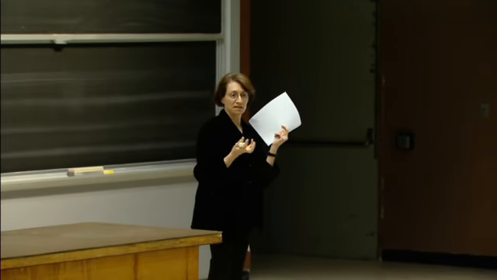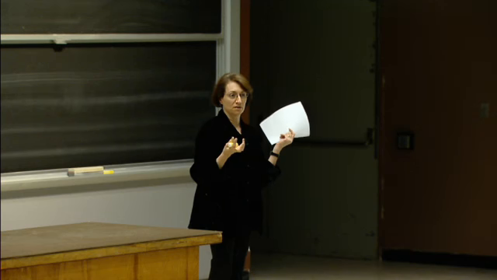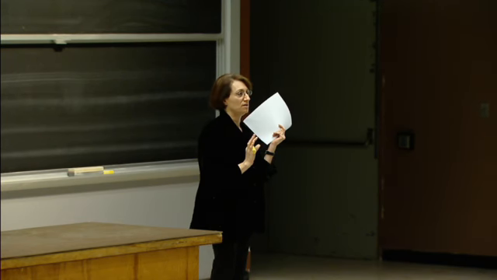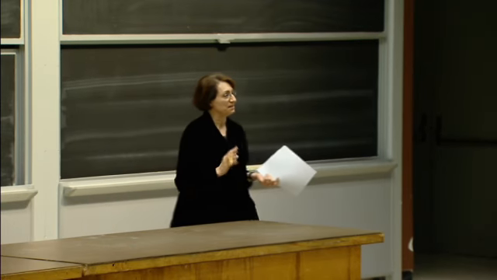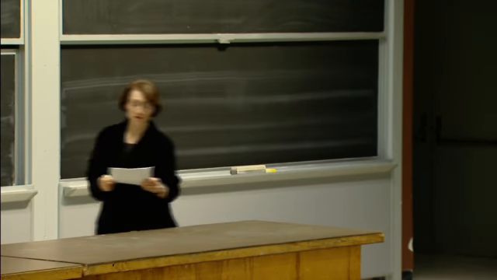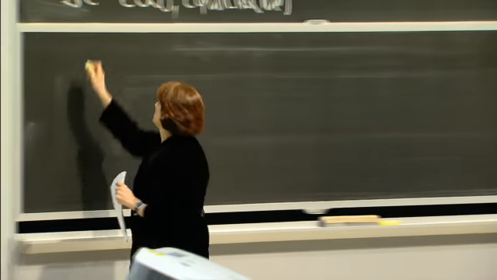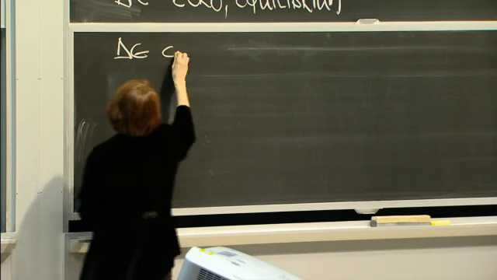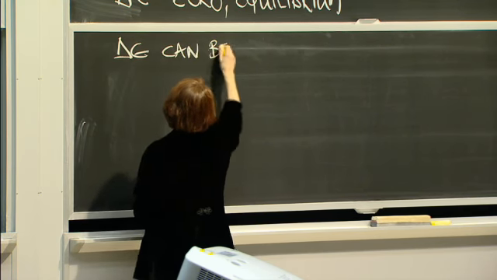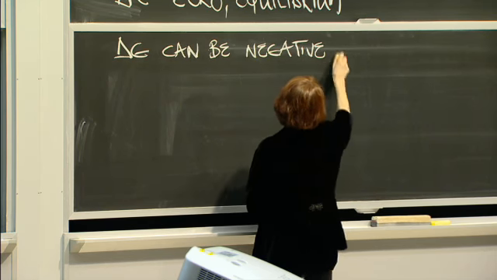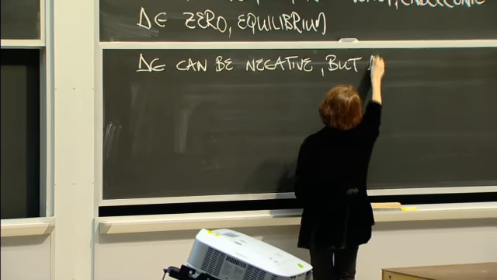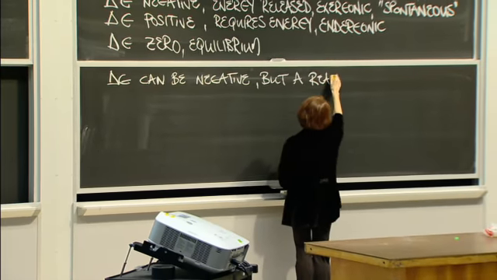But if the ball is sitting on the top of a hill, in a little hollow, it's not going to go anywhere unless you give it a push. That's very important, and that notion is embodied in chemical principles. So let's write this out, and then we'll formalize this. Delta G can be negative, but a reaction does not proceed.